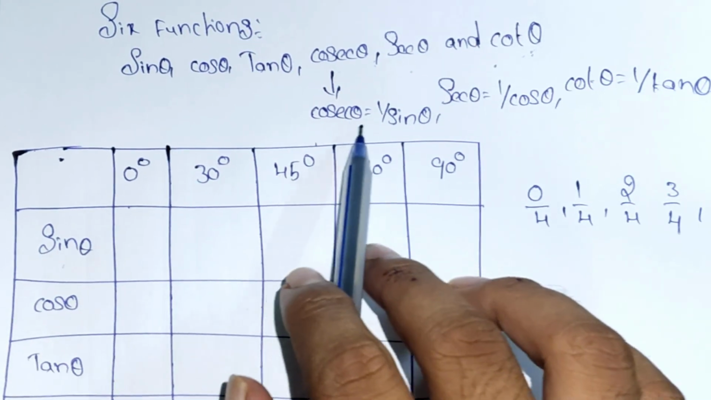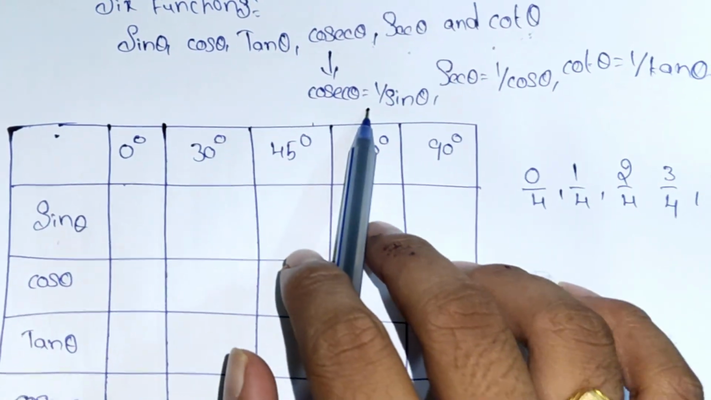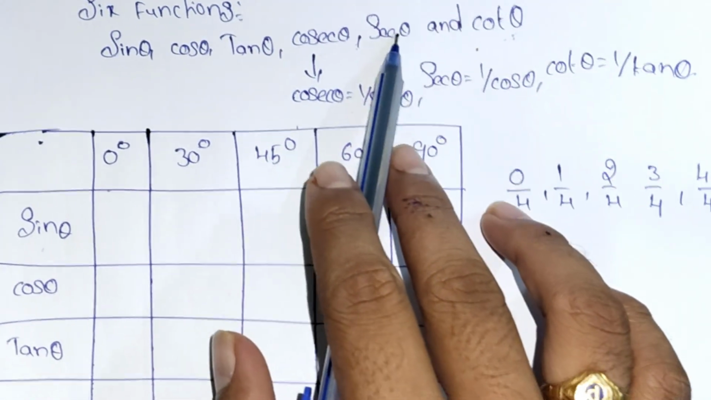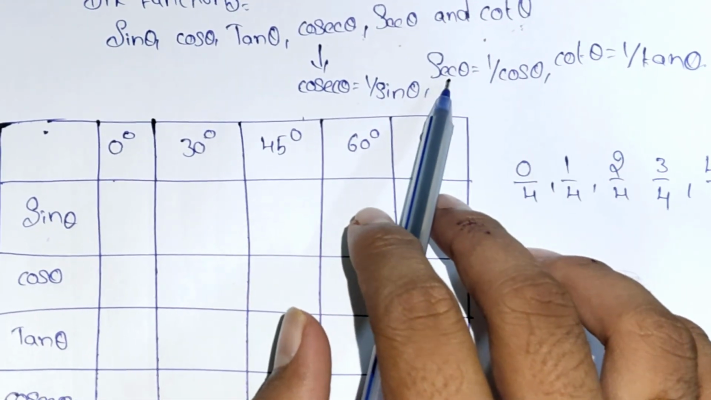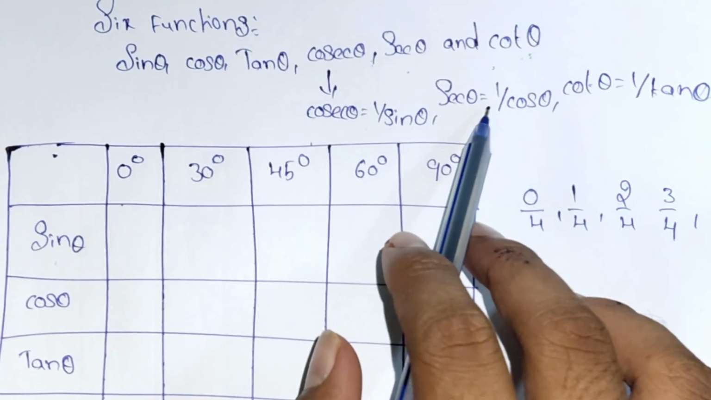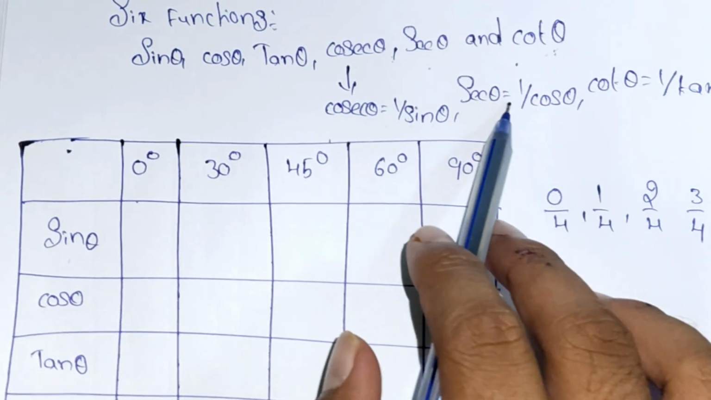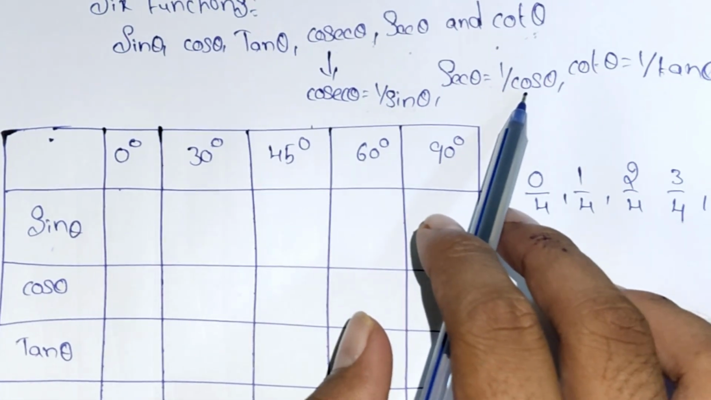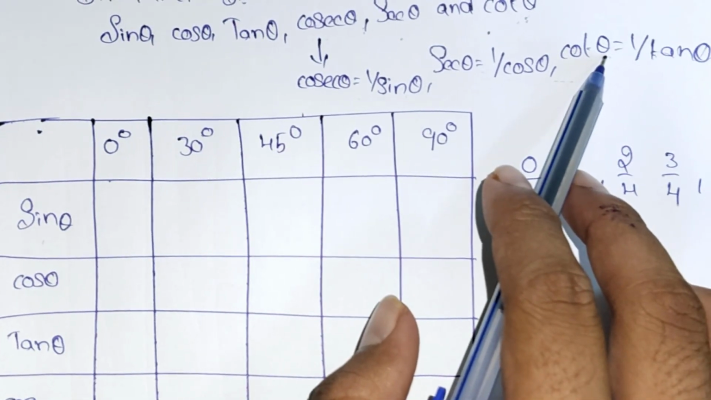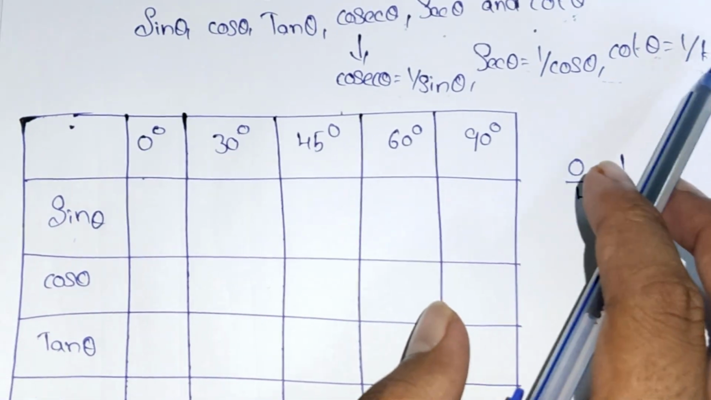We also have to remember the formula of cosecant theta. It is the reciprocal of sin theta. That means cosecant theta equals 1 by sin theta. And we also have to remember the formula of secant theta. It's nothing but the reciprocal of cos theta. That means secant theta equals 1 by cos theta. And the last one is cot theta. Cot theta is also nothing but the reciprocal, 1 by tan theta.